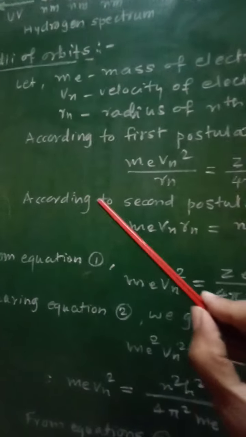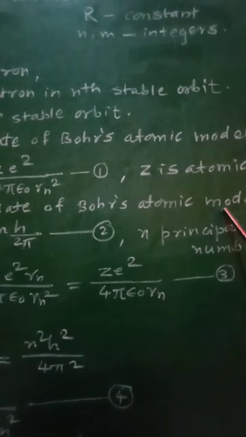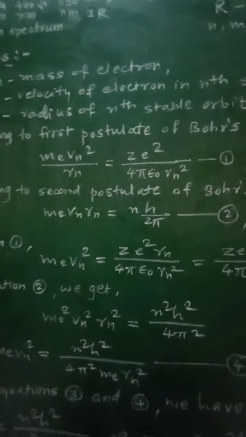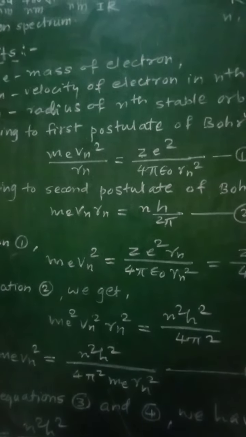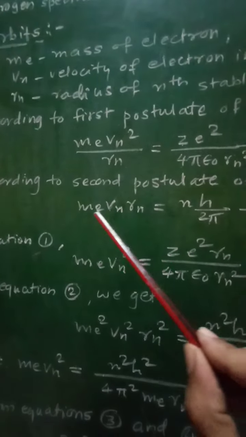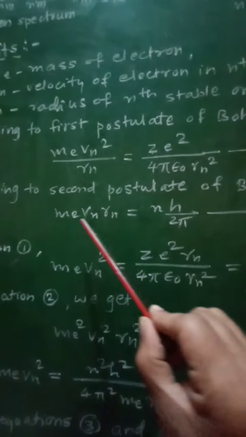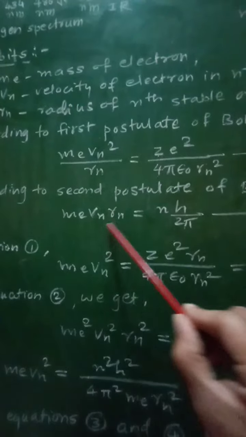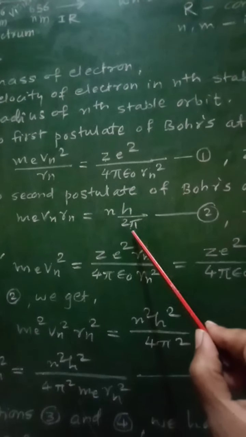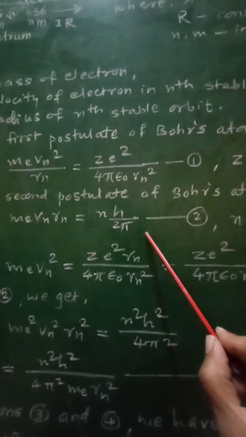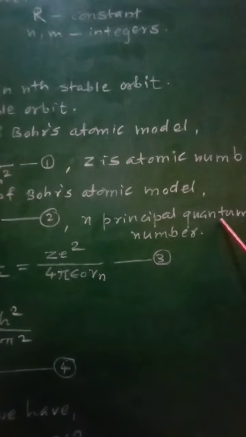Similarly, according to the second postulate of Bohr's atomic model, the angular momentum of the electron is an integral multiple of h upon 2 pi. It is mathematically given as me vn rn, which represents the angular momentum of the electron in the nth stable orbit, equal to n h upon 2 pi, equation number 2, where n is called the principal quantum number.